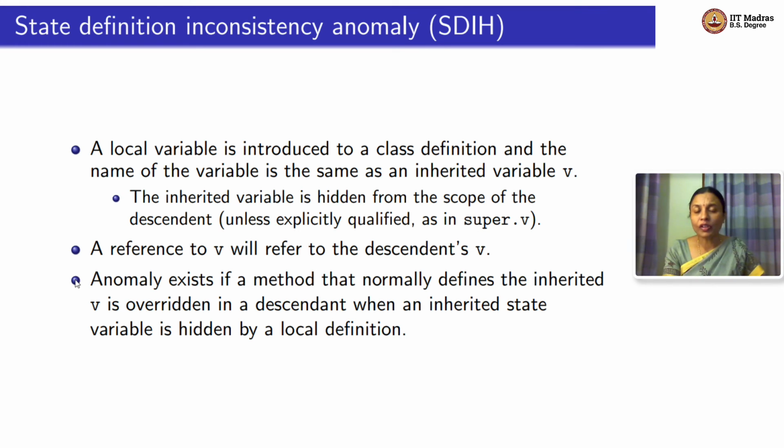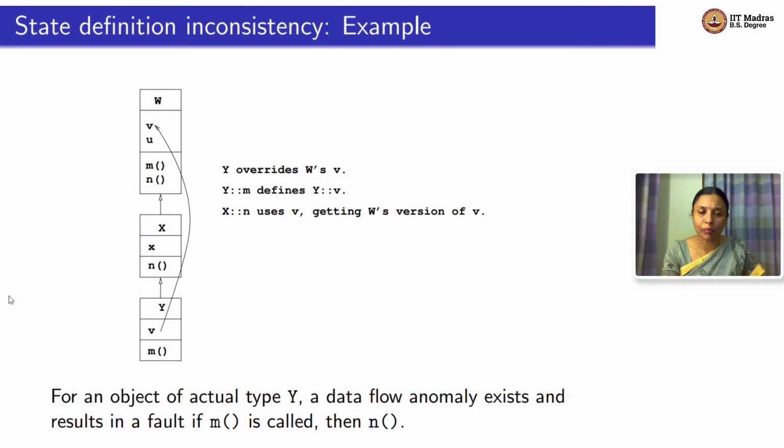A state definition anomaly can exist if a method that normally defines the inherited V is overridden in a descendant, and the inherited state variable is hidden by that local definition. So here we'll see another example. The same kind of picture, W, X and Y, as we had for the earlier example. W has variables V and U, methods M and N. X has variable small x, method N. Y has V, method M.